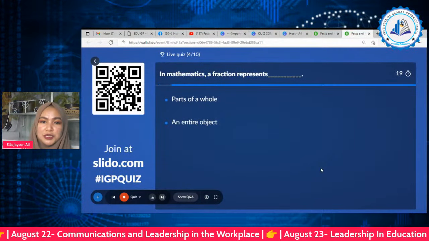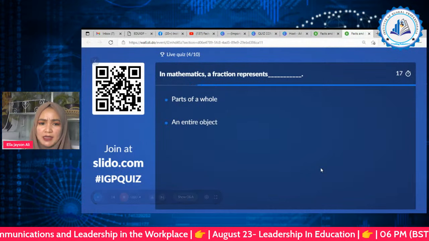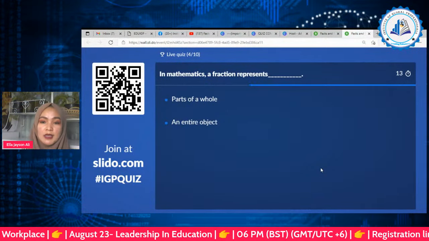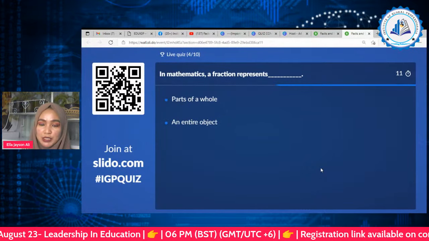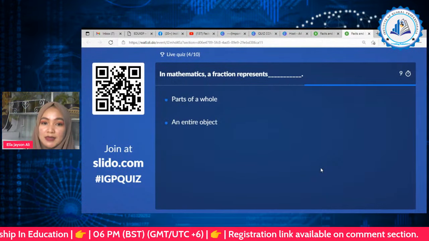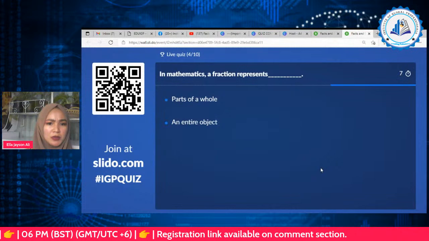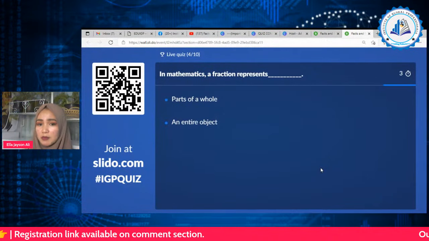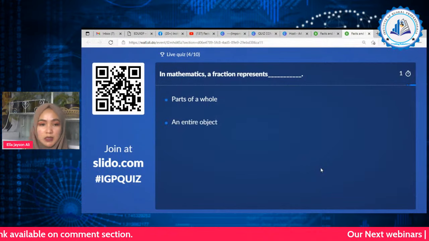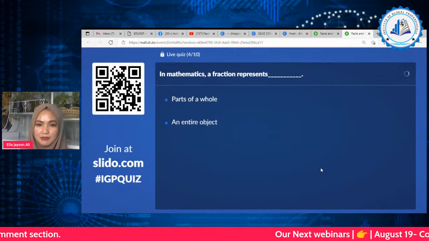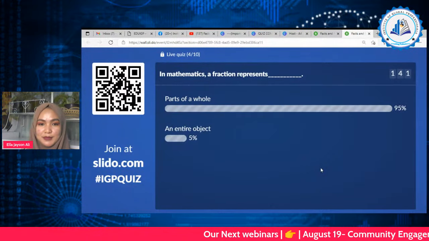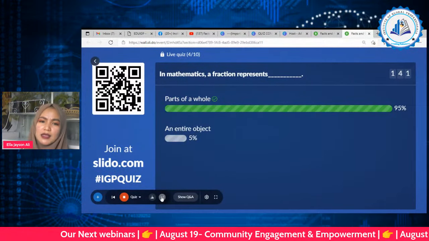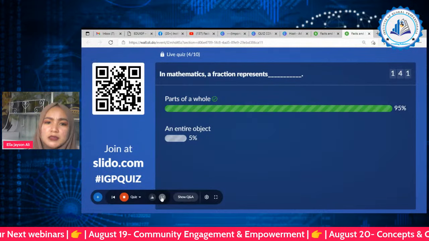The fourth question is, in mathematics, a fraction represents blank. Is it parts of a whole or an entire object? All right, yes, it's parts of a whole.